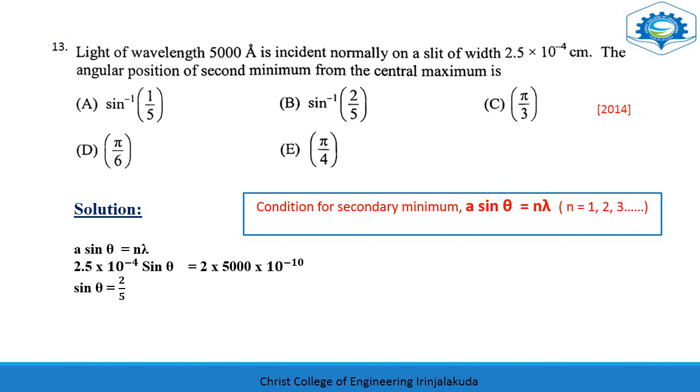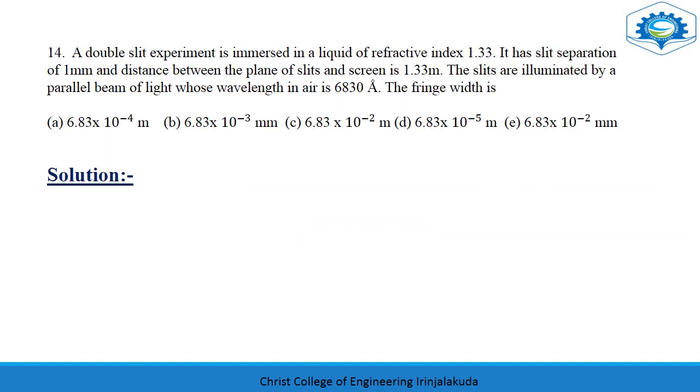Then by doing the calculation, we get sin theta is equal to 2 divided by 5. From this, theta is equal to sine inverse 2 divided by 5. So the answer is option B.